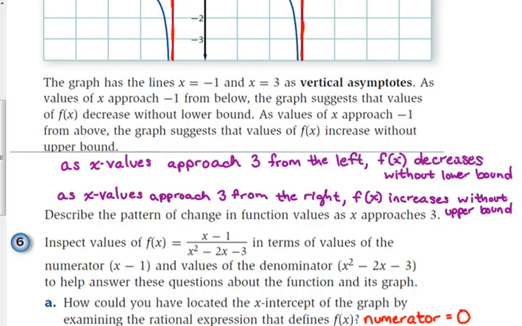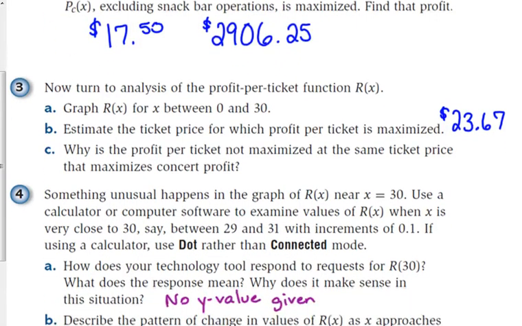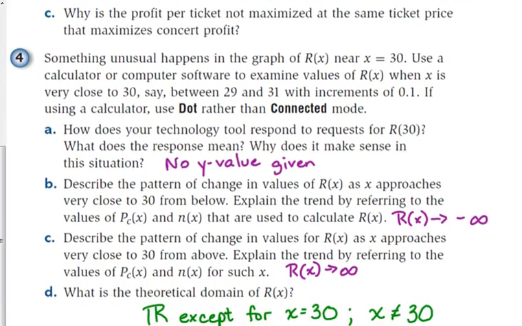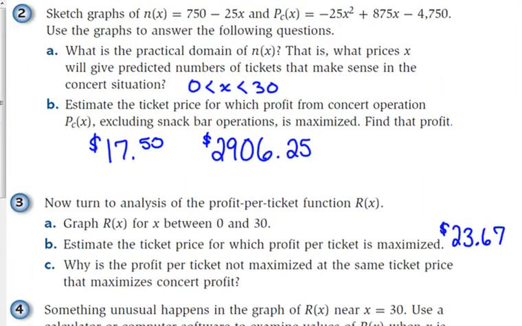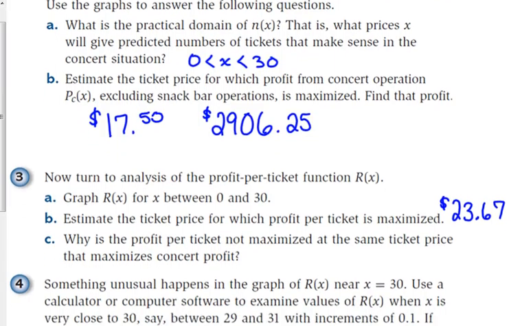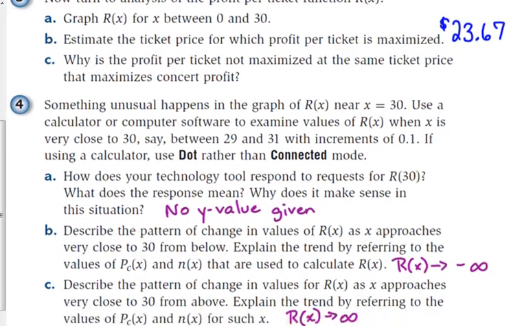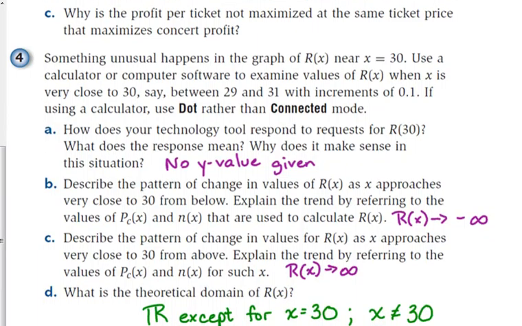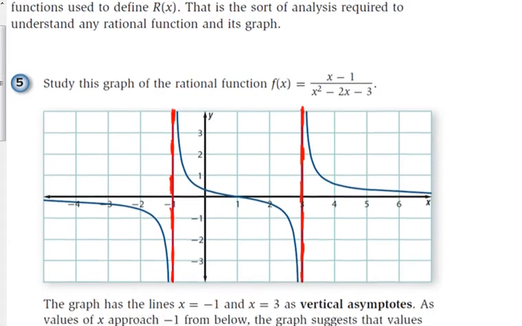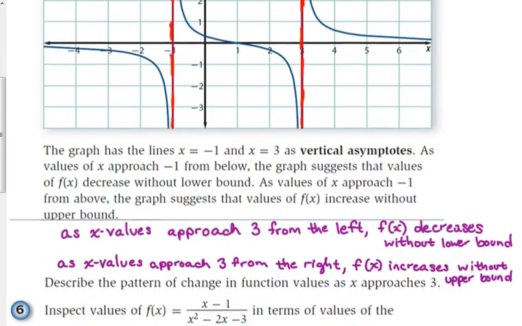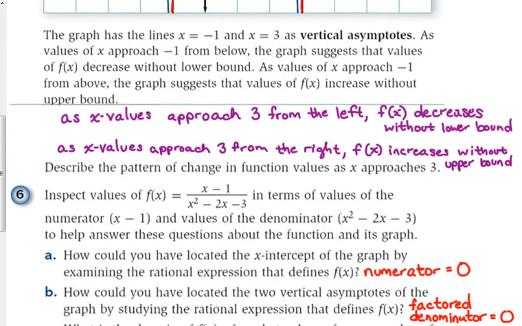Okay, let's think back to the last example we just did. We found that there was a vertical asymptote at x equals 30. Where did we say the 30 came from? The 750 minus 45x equal to 0. That was which part of the rational function, the numerator or the denominator? The denominator. So, the vertical asymptotes come from the denominator equaling 0.